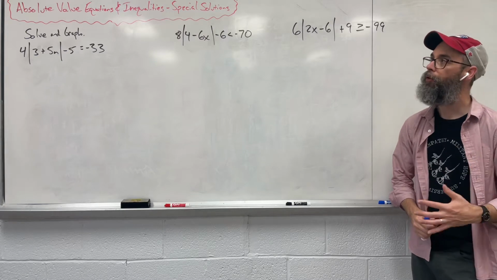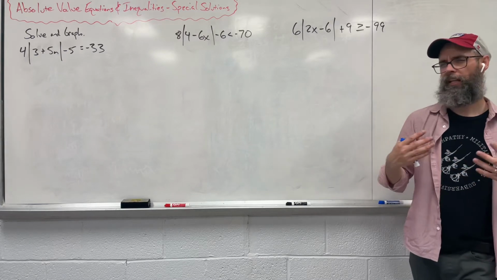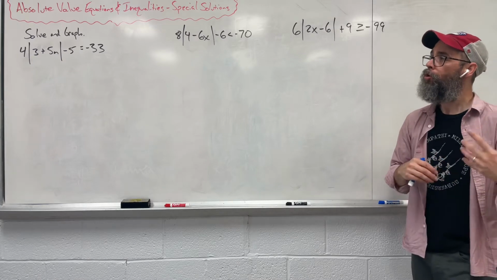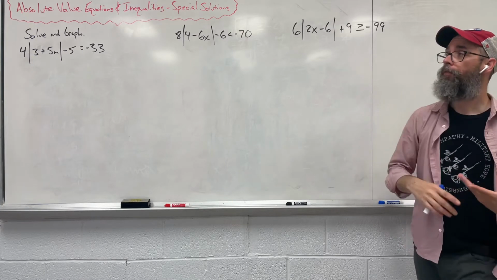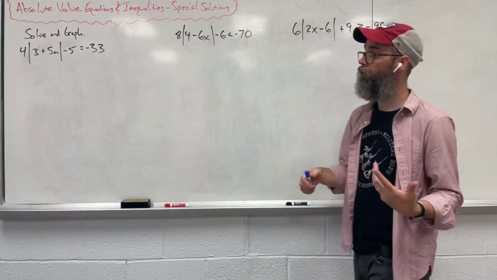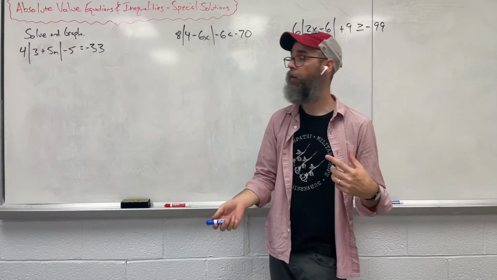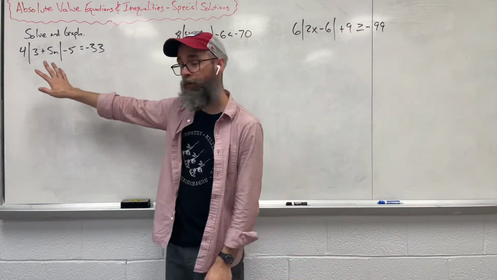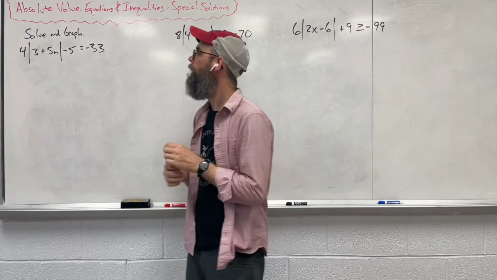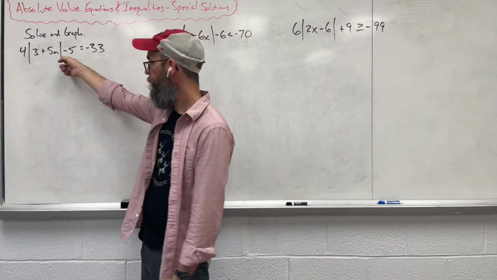Hi, today we're going to look at absolute value equations and inequalities, different kinds of special solutions with them. So I want to solve each one of these using inverse operations, always starting with adding and subtracting, then multiplying and dividing to get the absolute value alone, and then we do it all again. So let's try it. Let's start with adding and subtracting.